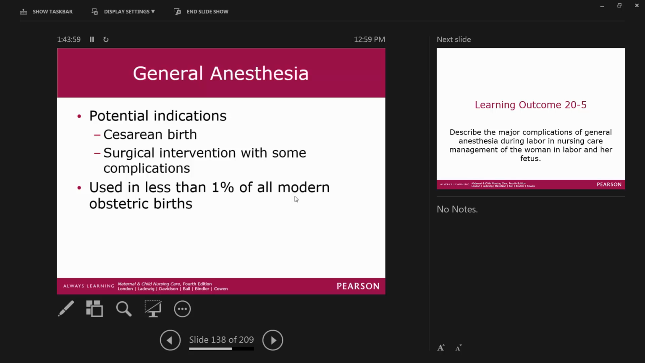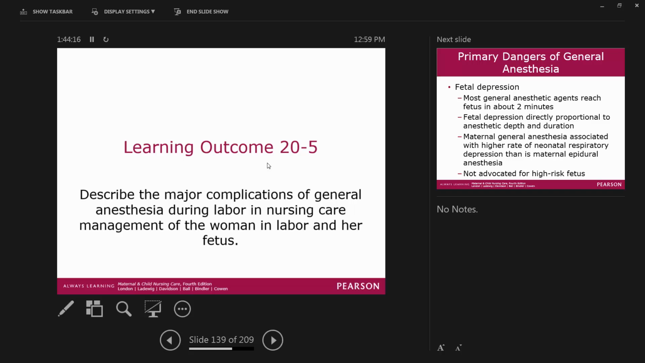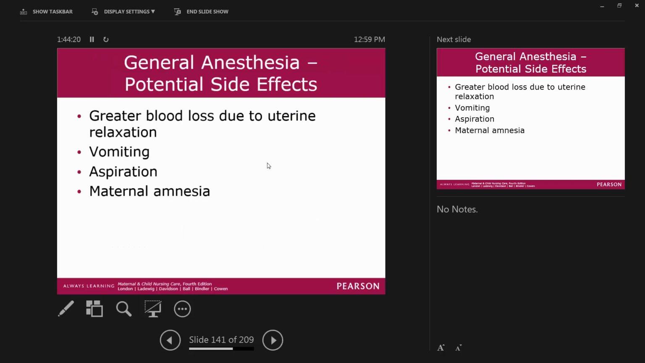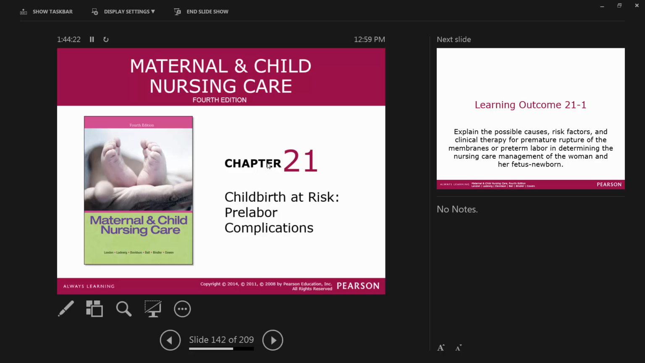emergency C-sections where we need to put her out this very second and get the baby out the very next second. Okay? General anesthesia creates risks for both mom and baby, so we try not to use it as much as we can. So here are your dangers for general anesthesia. You can look over those.